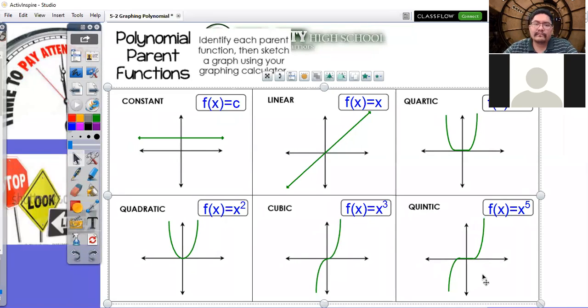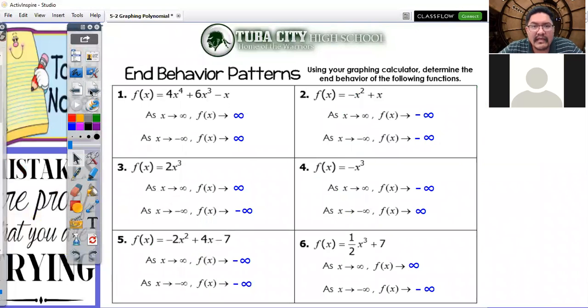There we go. So these are the parent functions. And again, parent function means the most basic form of that function. All right, so I think we're done with this. Let's go ahead and move on to the next type of exercise, and that's going to be end behavior patterns. So right here, I already have them put in. The answers are already there. I'll give you a few seconds to copy them down, okay?